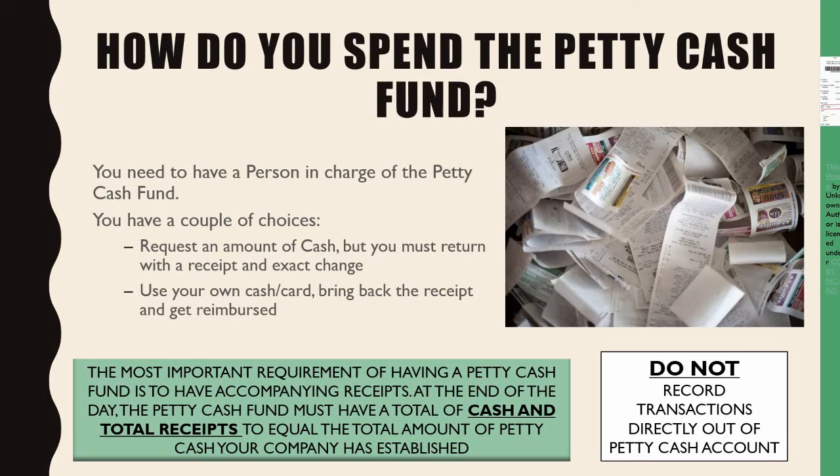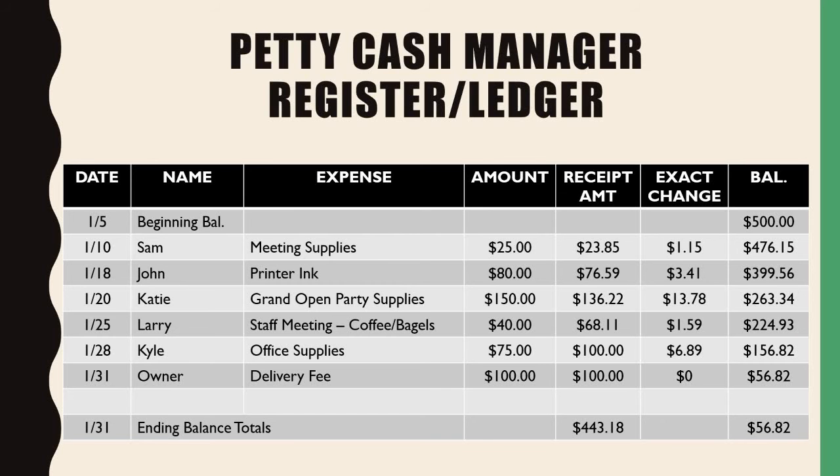Now, let's take a look. So here's what the manager needs to do. They're going to record that. Okay, I started my petty cash drawer with $500. And as you can see, in the month of January, we had Sam, on the 10th, take some money to buy meeting supplies, for, I don't know, their weekly board meetings. They took out $25 to buy business supplies, and then they came back with a $23 receipt with the exact change of $1.15. And this is going to go into the lockbox.